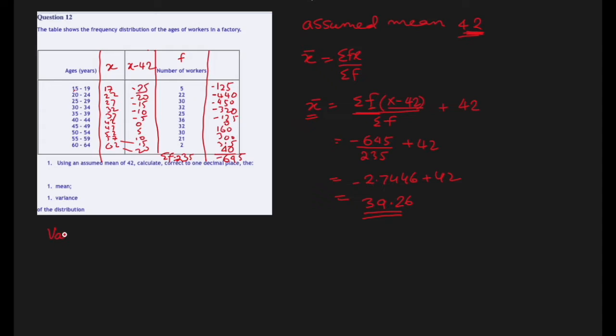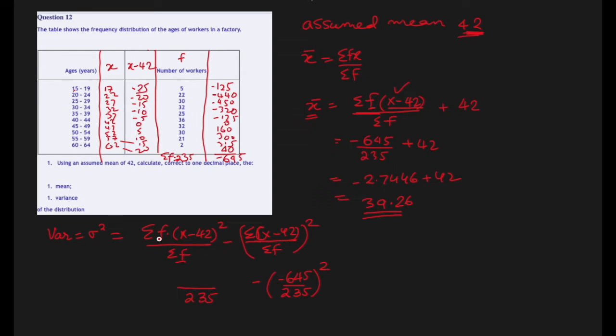So variance, which is sigma squared, will be sigma f times (x minus 42) squared over sigma f, minus the mean that we get for x minus 42, not the original one, squared. This sigma f (x minus 42) over sigma f is the one we got as minus 645 over 235. So this is known to us: minus 645 over 235, squared. Now this is the one which will challenge us, but we already know sigma f is 235.